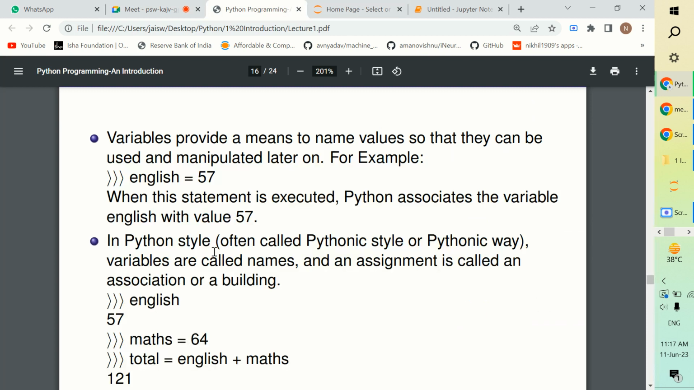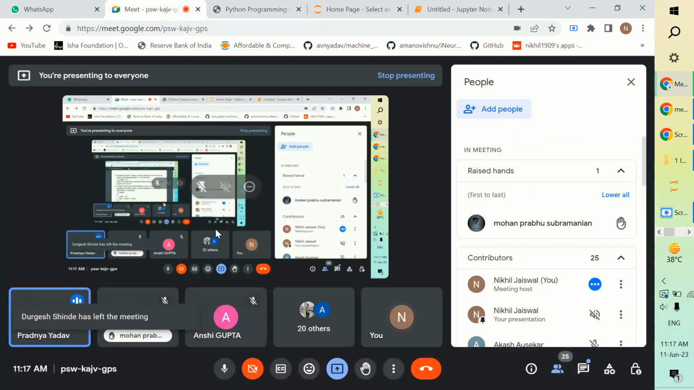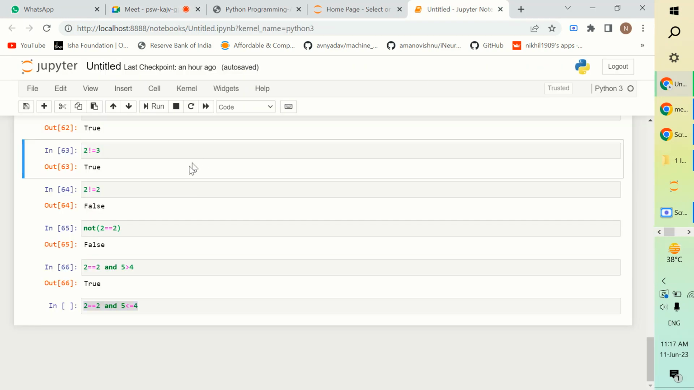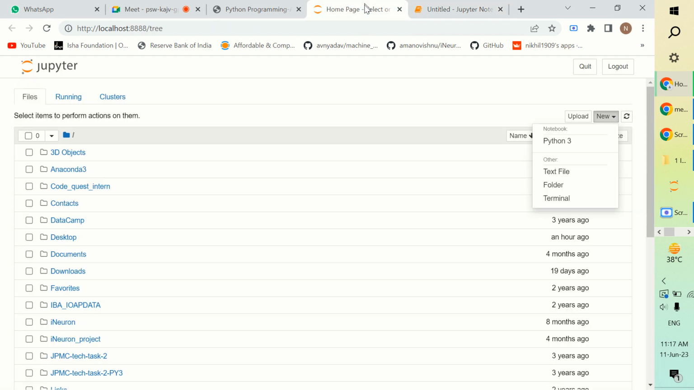How to save that file, sir? Yeah, Pragya. How to save this file? This file is saved. You just have to click Control S and it will get saved. Okay, sir. Thank you.